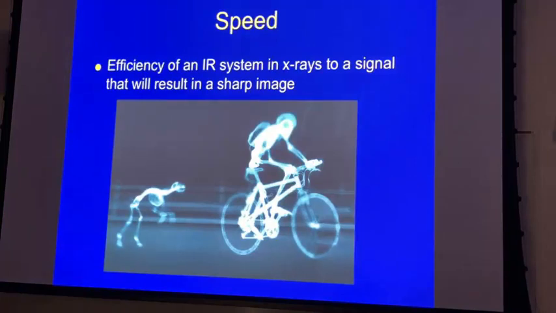So speed is something that y'all are not real familiar with, having to change screen speeds and things like that. We've talked about it a little bit, but speed is just a measure of the sensitivity of the image receptor system. The more sensitive it is, the higher the speed. So what we went from and to, just kind of walking through it.